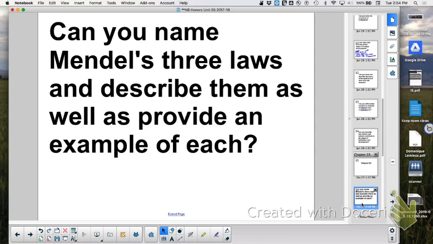What's the third law? Law of independent assortment, which means that when I have homologous pairs and they're lined up, you guys are driving me nuts, it's got to stop.